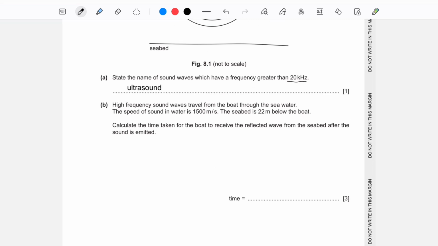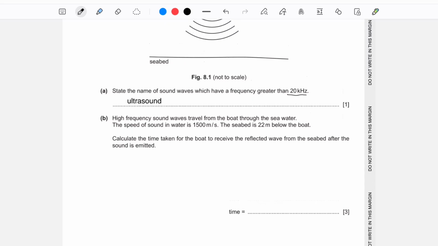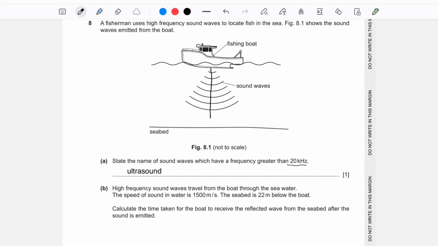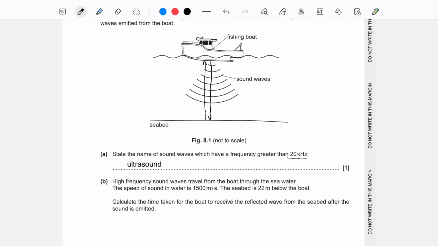High frequency sound waves travel from the boat to the sea water. The speed of sound is 1500 meters per second. The seabed is 22 meters below the boat. Calculate the time taken for the boat to receive the reflected wave from the seabed after the sound is emitted. The sound is emitted and it hits the seabed, and then the sound returns to the boat. So they're asking the time for that.